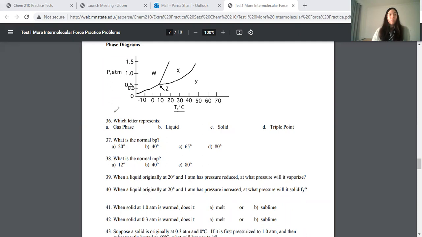And I want to do number 36. It says, which letter represents A, the gas phase? So the gas phase is always going to be here where Y is. So let me write gas. Then liquid, it's going to be up here in X. And solid is going to be here at W for any phase diagram.